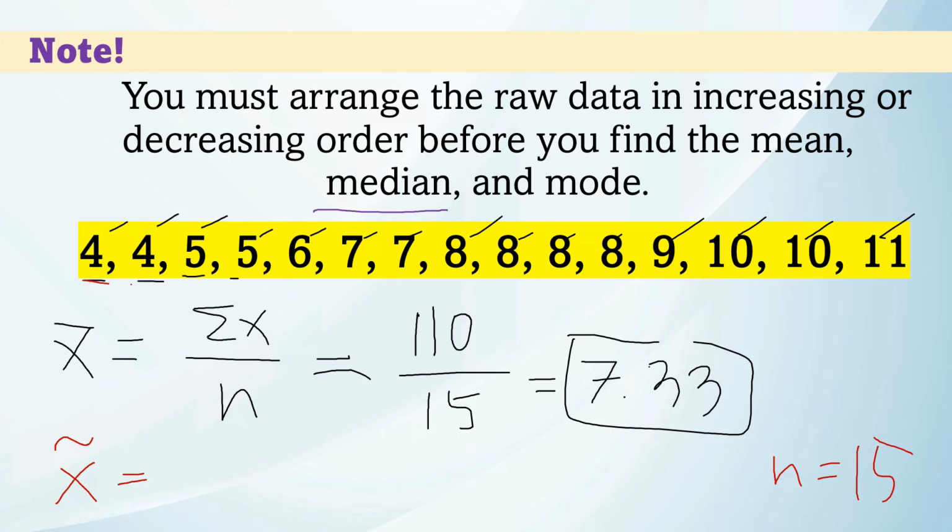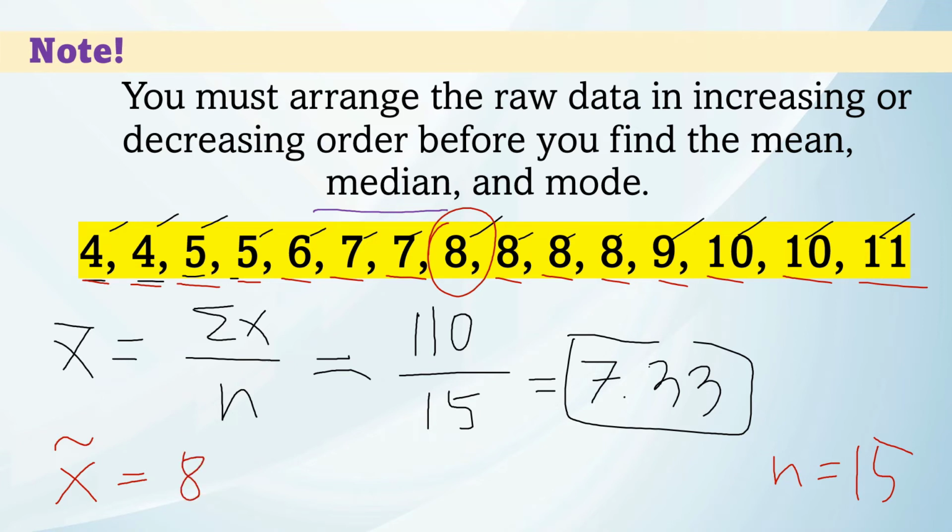So this is 1, 2, 3, 4, 5, 6, 7, 8. So this is the 8th term. Let's check whether 8 is really the middle of 15. Let's count here: 1, 2, 3, 4, 5, 6, 7. Okay, so on the left, you have 7 numbers, and on the right, you also have 7 numbers. So your median is 8.